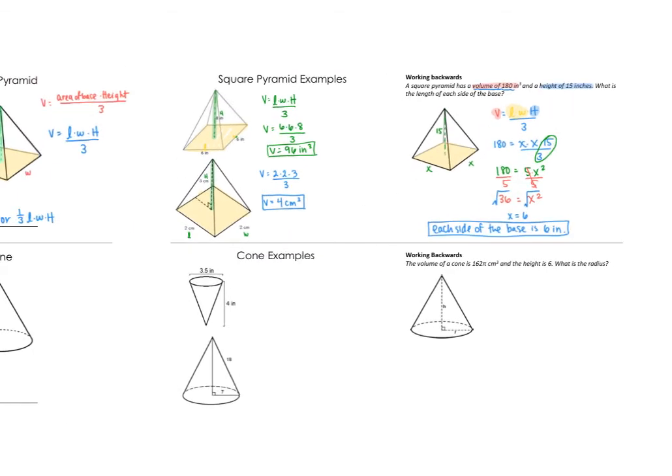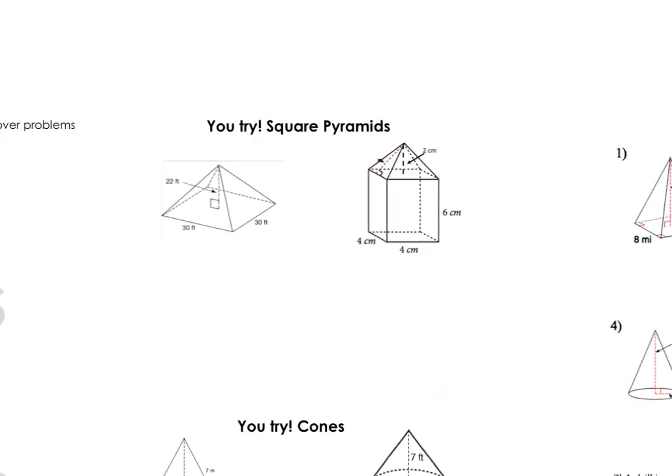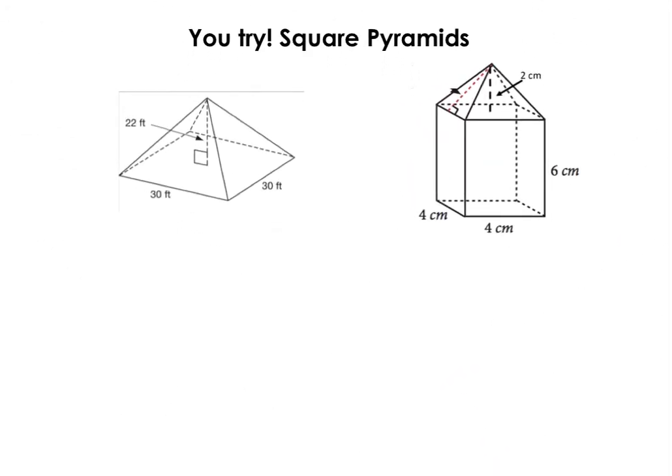Okay, so now let's take a look at these you try examples. Number 1 is just a basic finding the volume of a pyramid. So there's my square base. The height I'm going to use is 22 feet. To find the volume, it's just length times width, so 30 times 30 times the height, which is 22. And since it's a pyramid, a pointy shape, we're going to divide by 3.